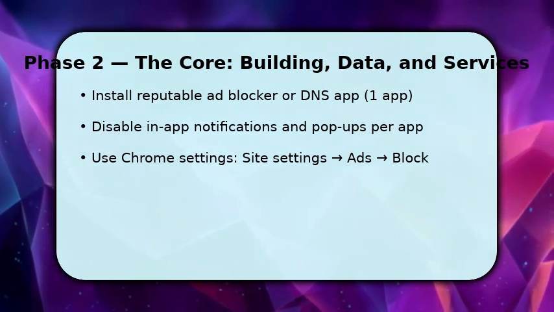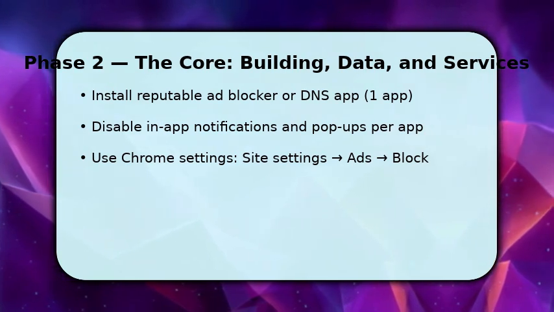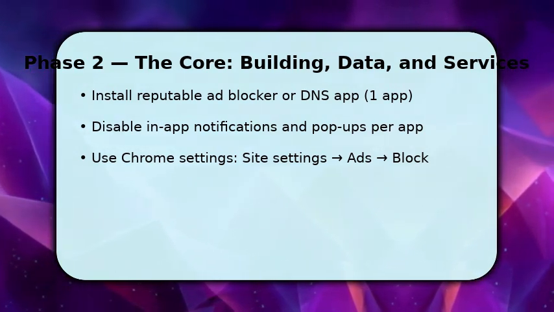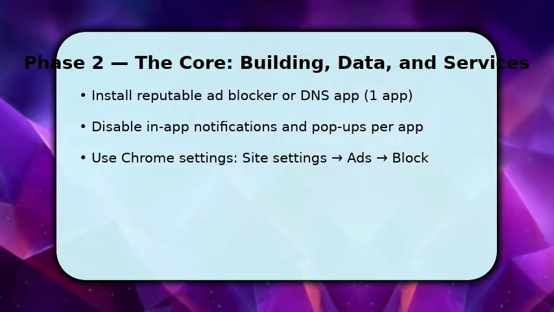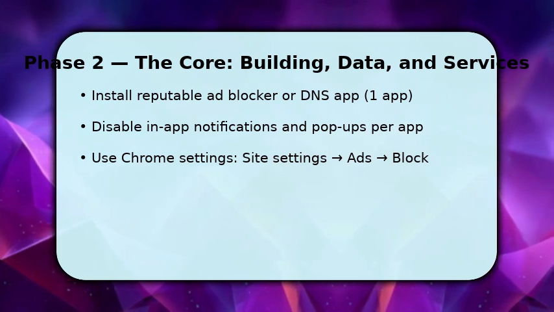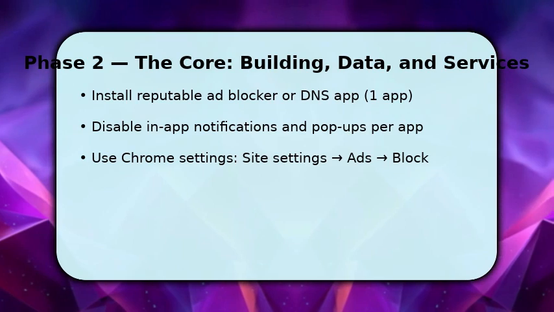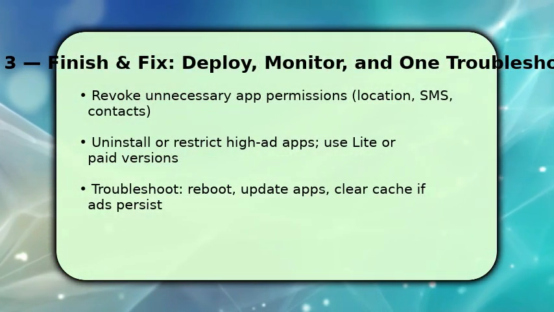Then, go app by app. Disable notifications and pop-ups in each offending app so ads won't interrupt you. For browser ads, open Chrome, go to Site Settings then Ads and block intrusive ads. Once configured, many ads won't load at all because blockers intercept requests, saving data and improving speed, so make these changes now.